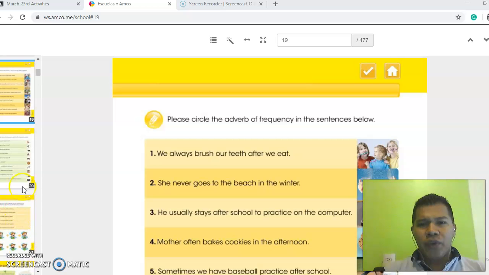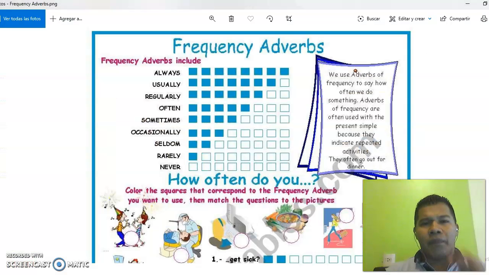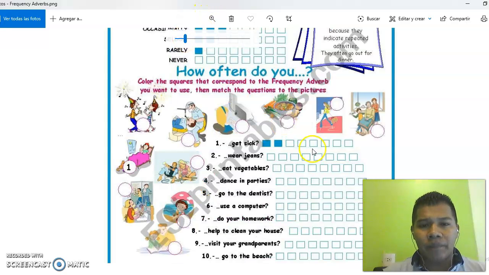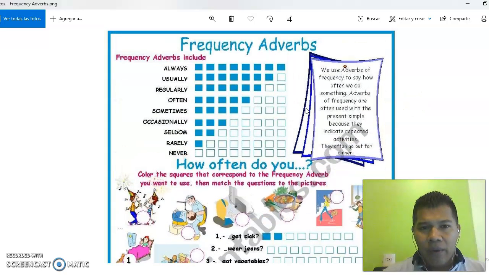Okay, we're first going to check adverbs of frequency. We actually checked this topic in a class, but we're going to give a little review about what it is. Frequency adverbs are the frequency with which you do activities. These activities are, for example, wear jeans, eat vegetables, dance in parties, go to the dentist, use a computer, among others. Okay, and how are we going to use the frequency adverbs?